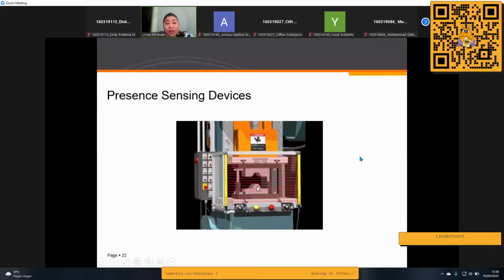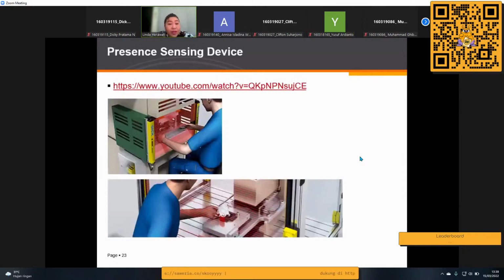So when your hand is in this area, maybe in the punch machine, the system can understand, oh, there is a hand or another obstacle in this area. So when there is an obstacle in that area, the machine will not punch. Maybe you can easily understand by watching this one.